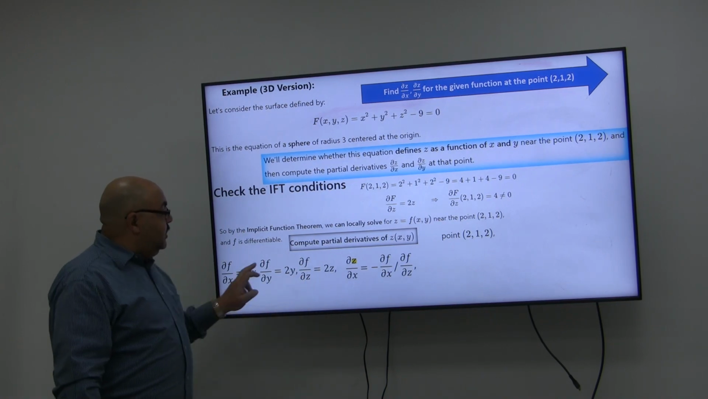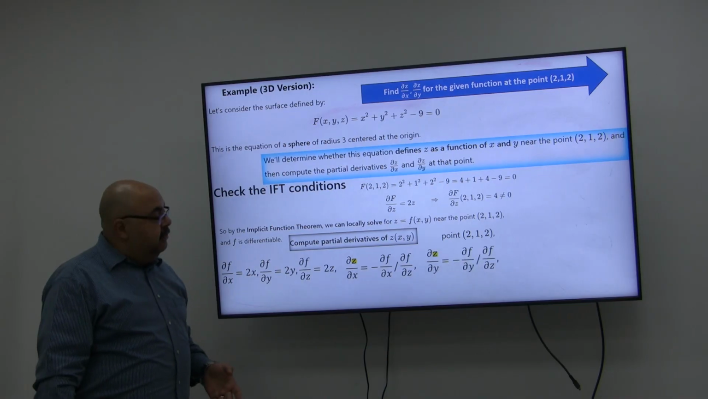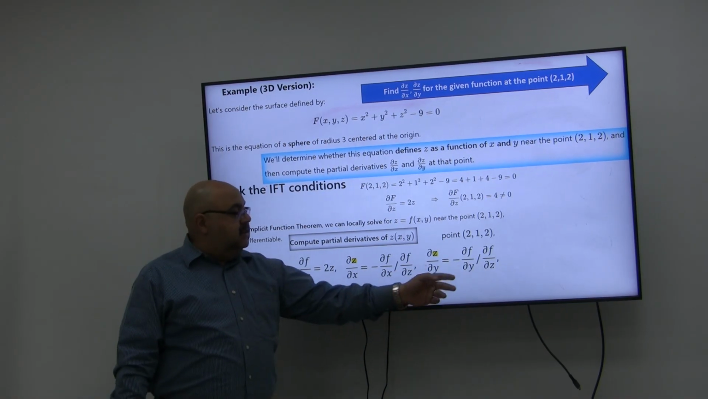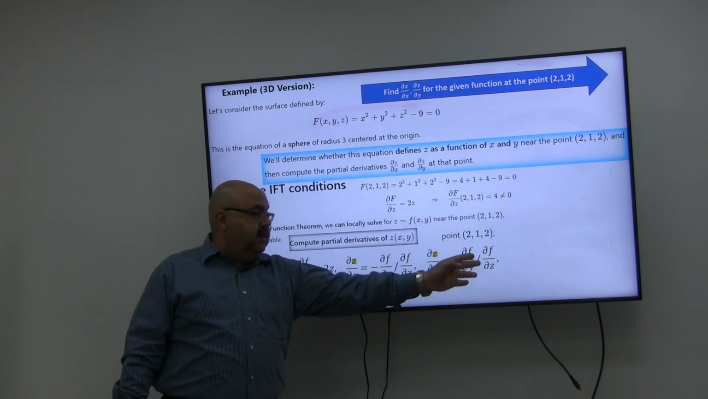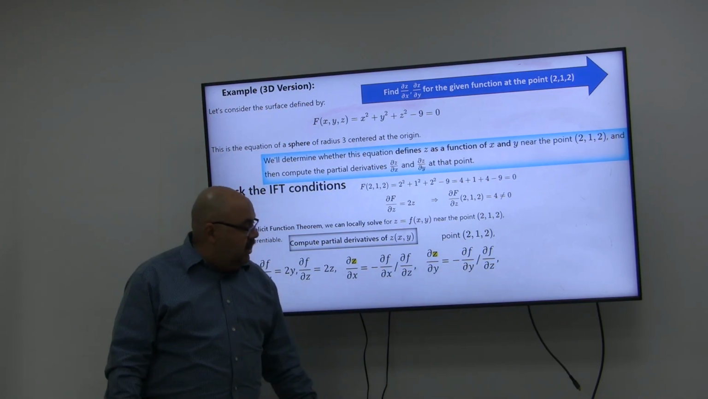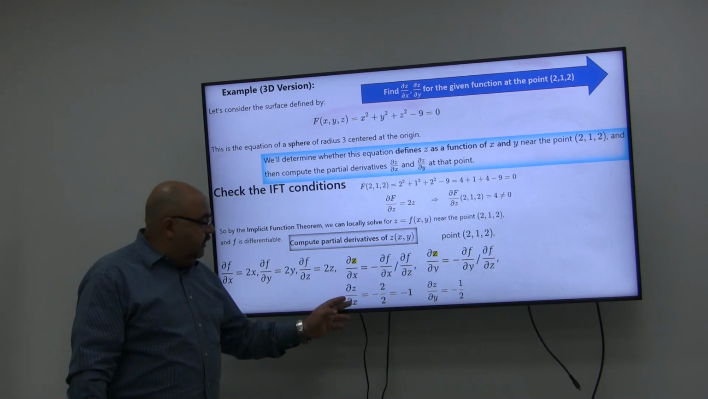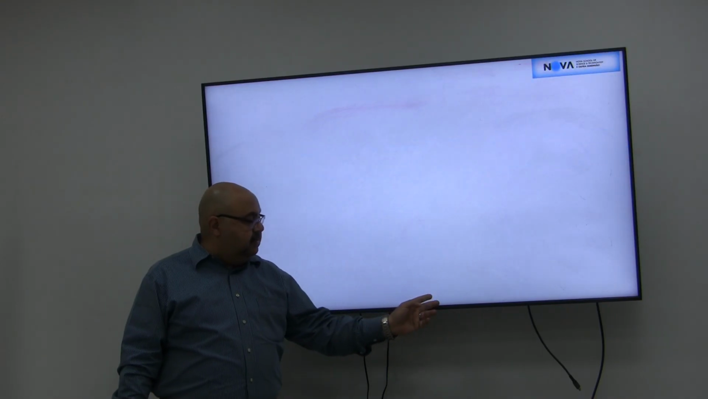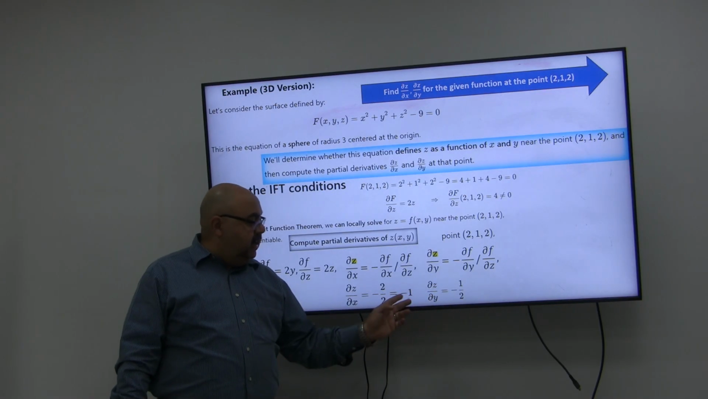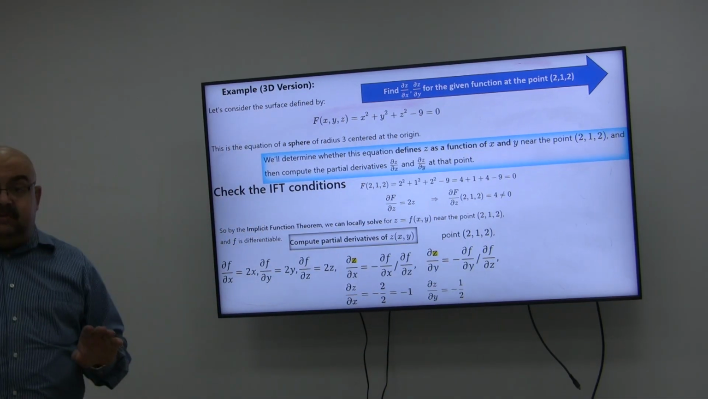It's going to be 2x over 2z with a negative sign. In a similar manner, for partial z partial y, it's going to be negative, differentiating f first with respect to y, then dividing by partial f partial z, as you can see, and that's the result that we have. The derivative of z with respect to x and the derivative of z with respect to y are -1 and -1/2, as you can see. That's a huge advantage from the implicit function theorem.